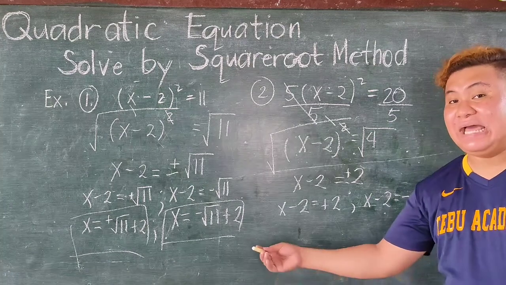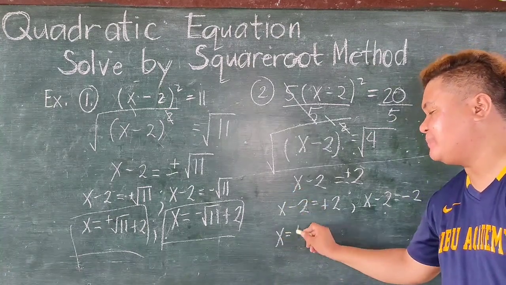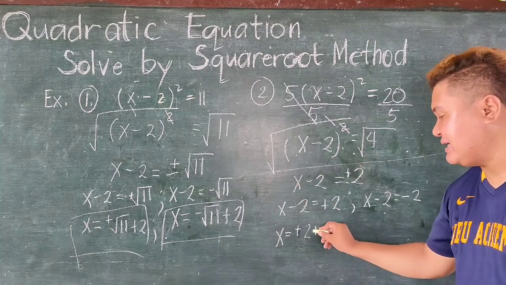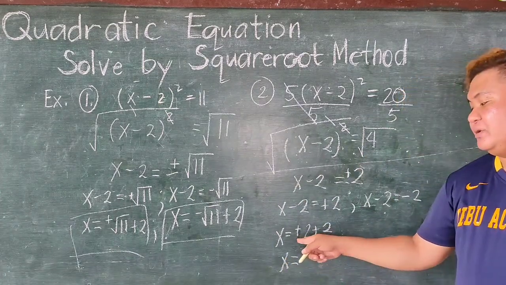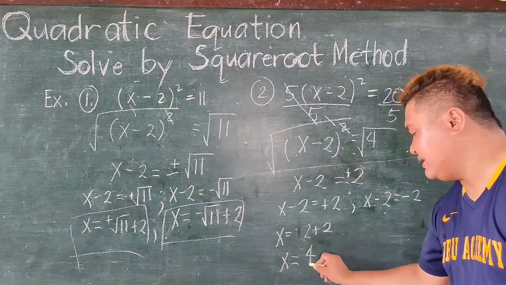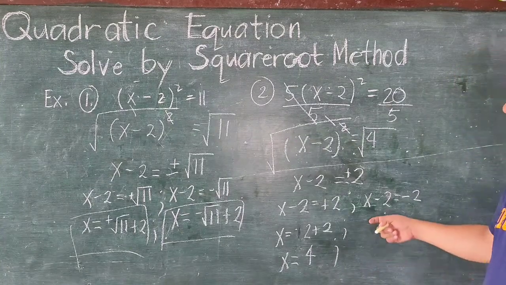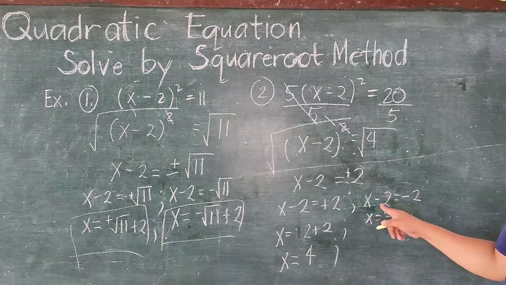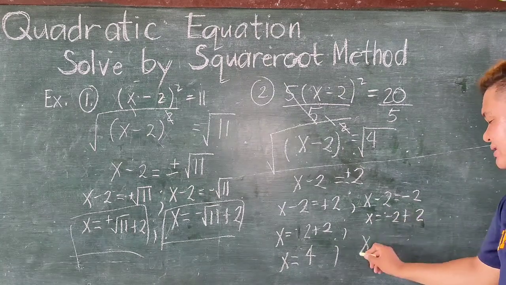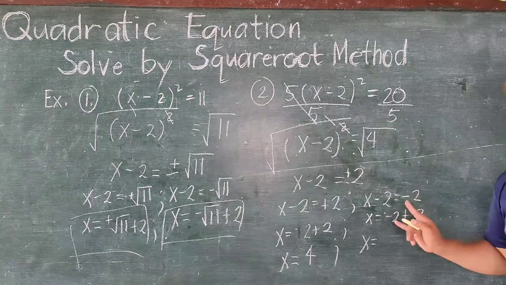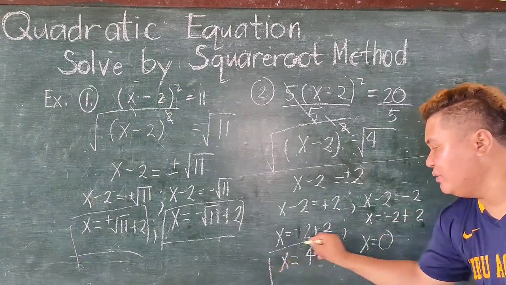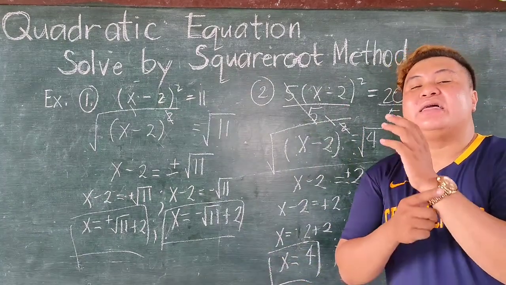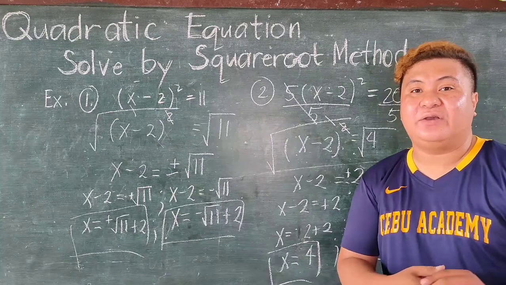And what will we do next? Transpose. So, we have x equals positive 2. Again, the negative 2, if we transpose, becomes positive 2. So x is equal to 2 + 2, which is positive 4. On the other side, we have x - 2 = negative 2, so x equals negative 2, and we transpose again the positive 2. So x is equal to negative 2 + positive 2, which is 0. So now you have your answers.